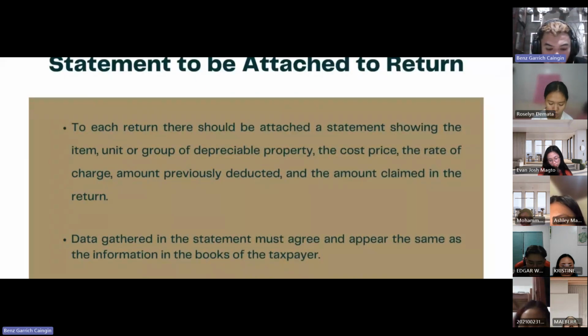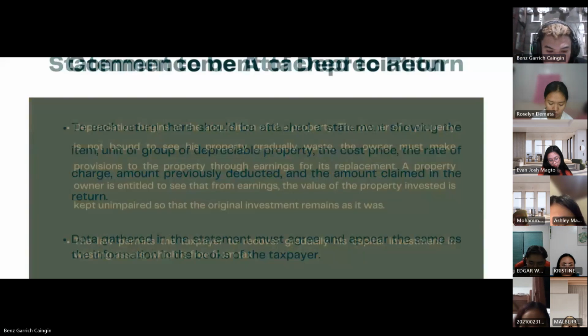So the data gathered in the statement must agree and appear the same as the information in the books of the taxpayer. Next up, we have commencement of depreciation. Depreciation begins of the property.